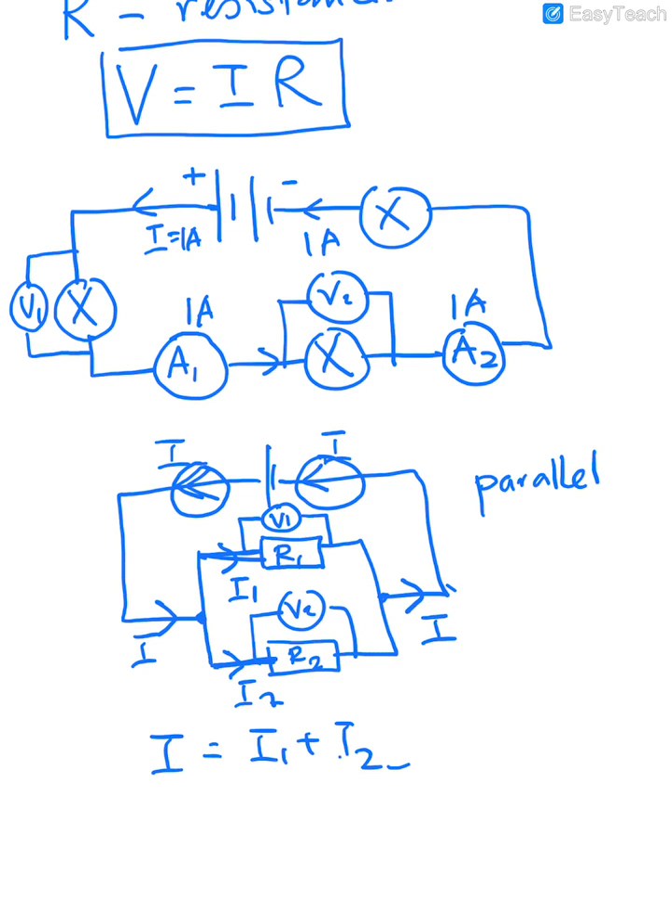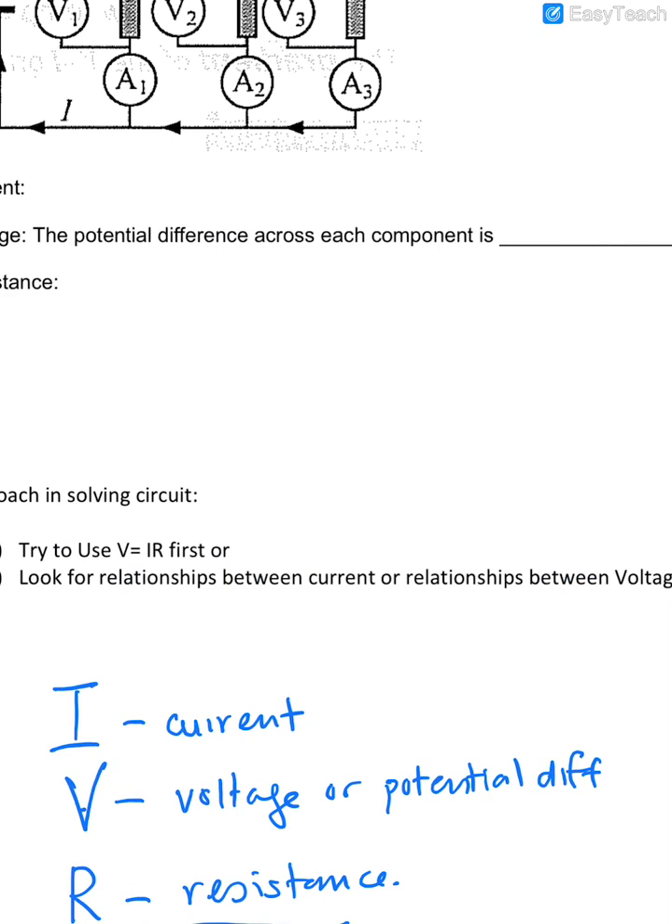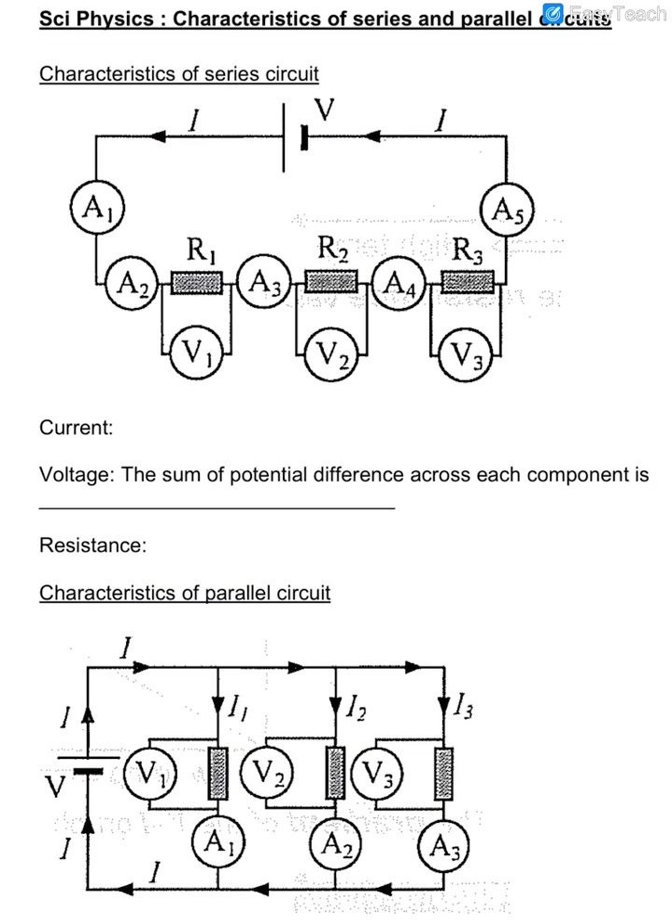So what I want you to remember, first of all, for current, is that it is logical. You just think logically and sensibly, and you see that this current comes here and then back. It doesn't go towards any of these voltmeters. So current is the same throughout a series circuit.